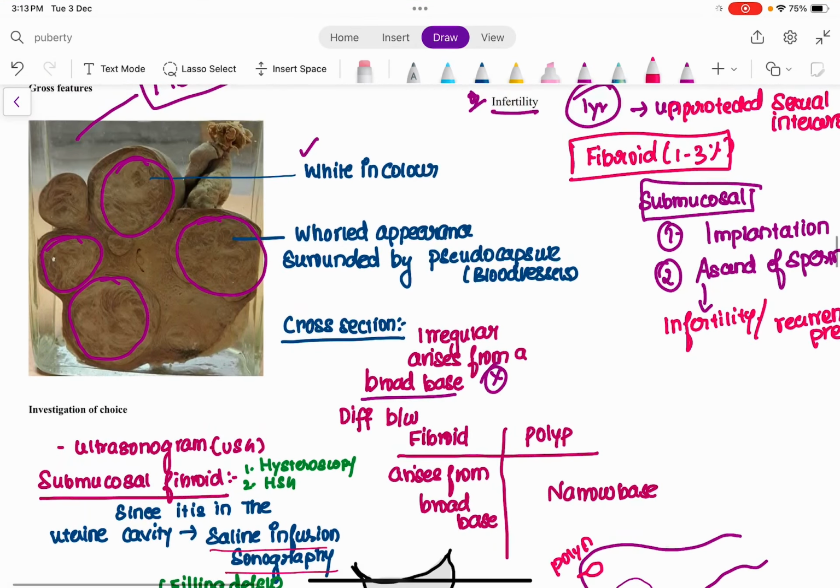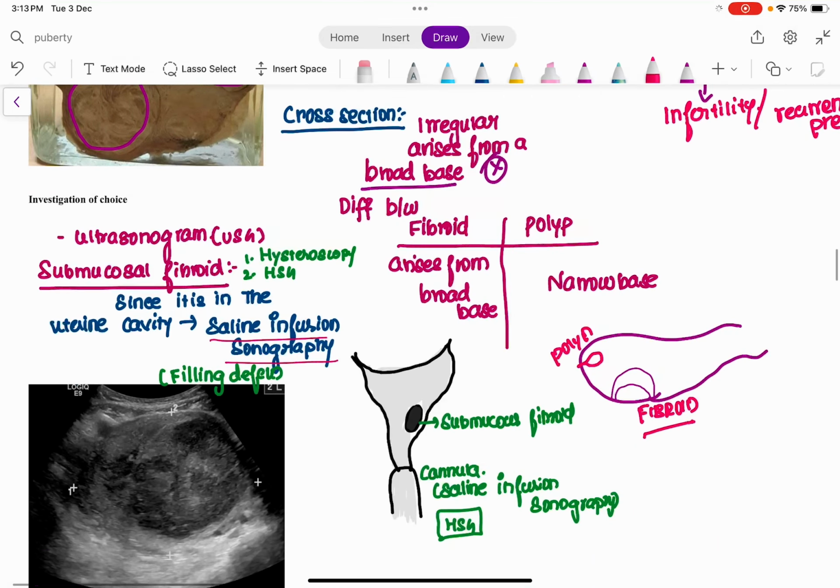Is that clear? Yes. So basically fibroid is white in color, whorled appearance, surrounded by pseudocapsule. Blood vessel supplying the fibroid is present in the pseudocapsule. In cross section it is very irregular and it arises from a broad base. The differentiating feature between fibroid and polyp is that fibroid arises from a broad base and polyp arises from a narrow base. The blood vessels supplying the fibroid are situated in the periphery in the pseudocapsule, whereas in the polyp, the blood vessel is running in the center of the polyp.